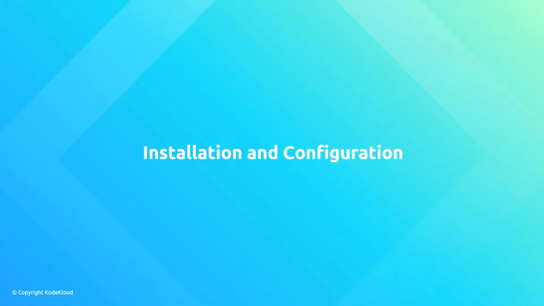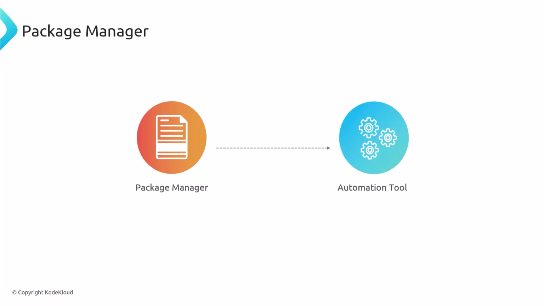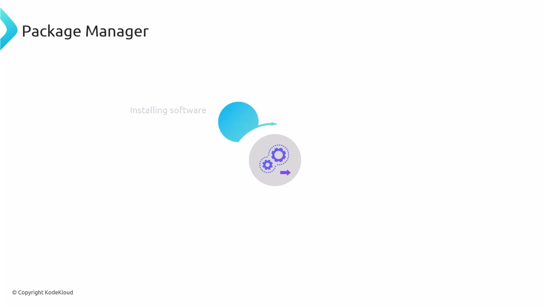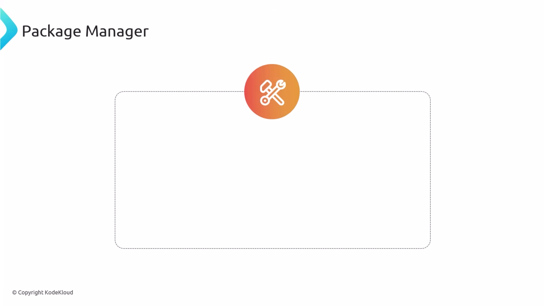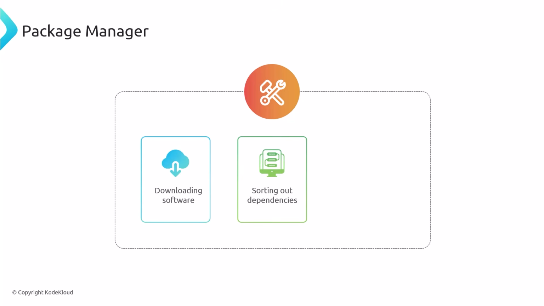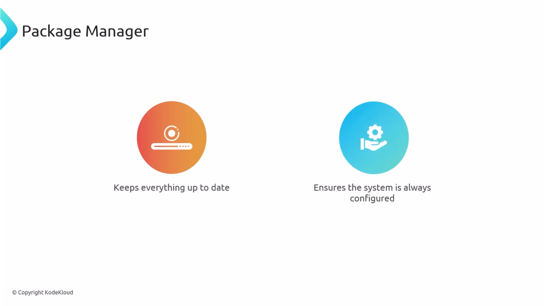Before moving on to the steps of installing Nginx, we need to understand a term called package manager. A package manager is an automation tool. It takes care of the whole process of installing, upgrading, configuring, and even removing software from your machine. Think of it as a tool that handles all of the details, like downloading the software, sorting out dependencies, and managing everything across your system. Package managers are really important in modern operating systems because they make managing software so much easier than following manual steps. They also keep everything up to date and ensure that a system is always properly configured.